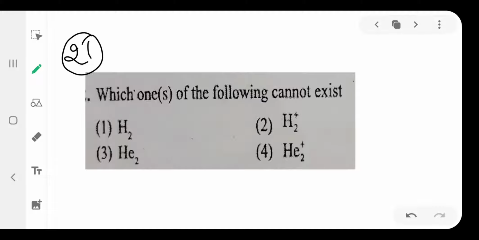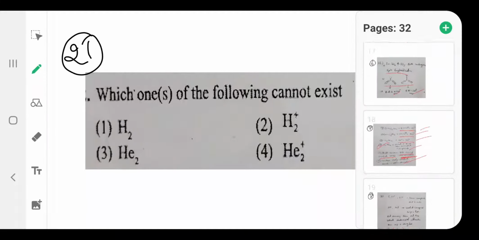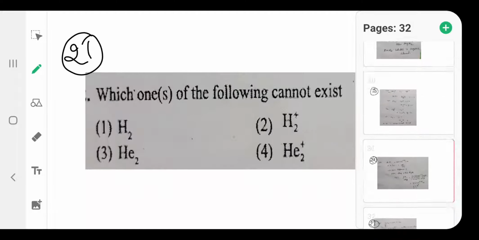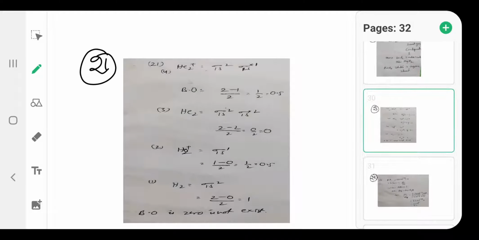Which one of the following cannot exist? Here we have to know about the molecular orbital electron configuration, then only it is easy. If the bond order is equal to 0, that type of molecule cannot exist. We have to check its molecular orbital electron configuration.